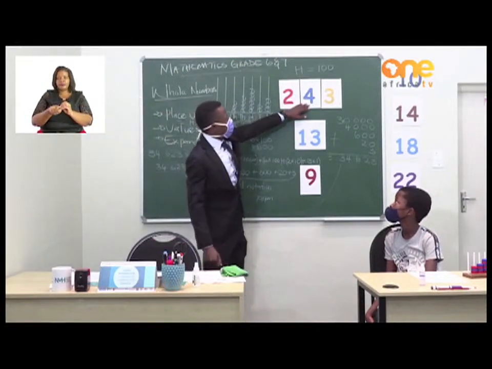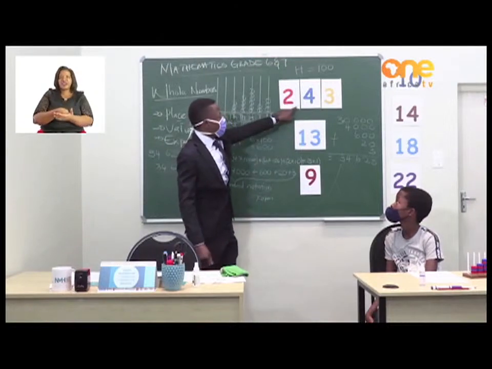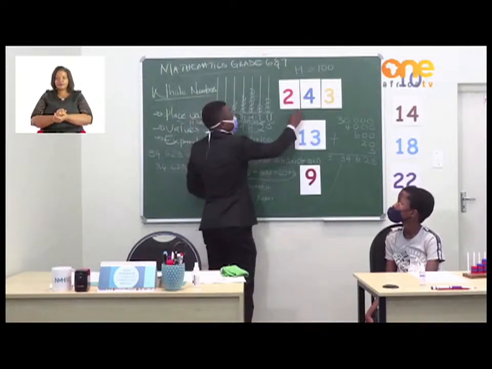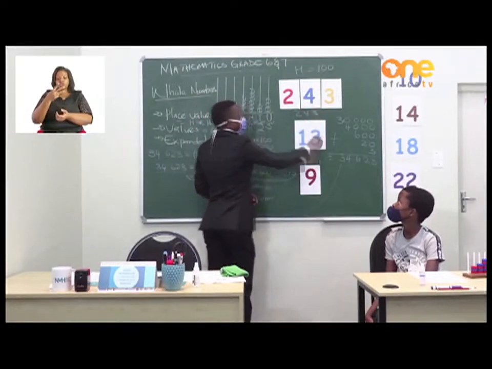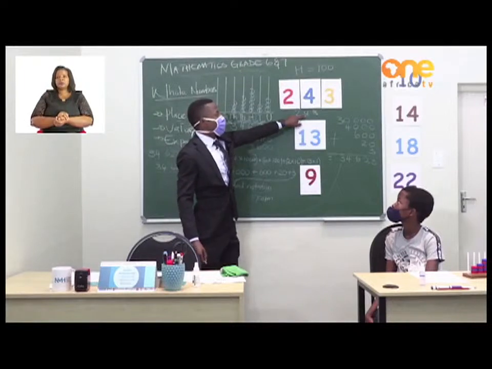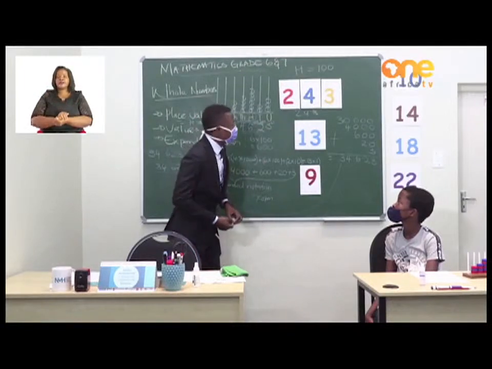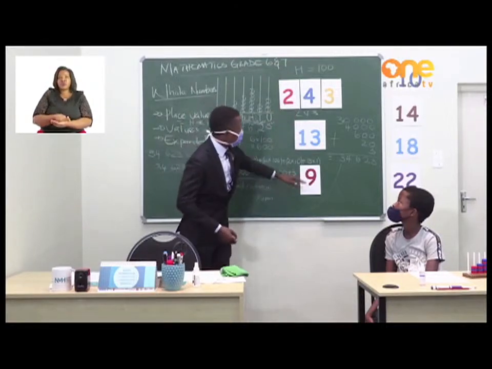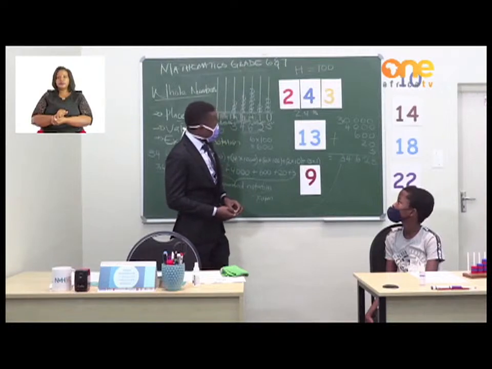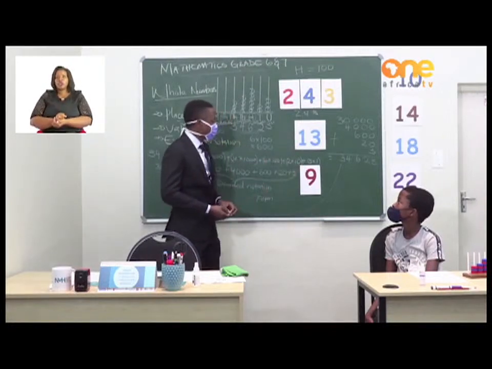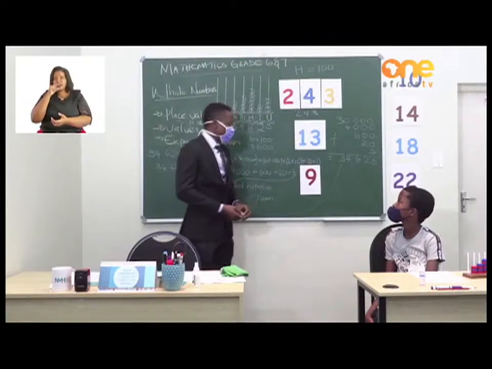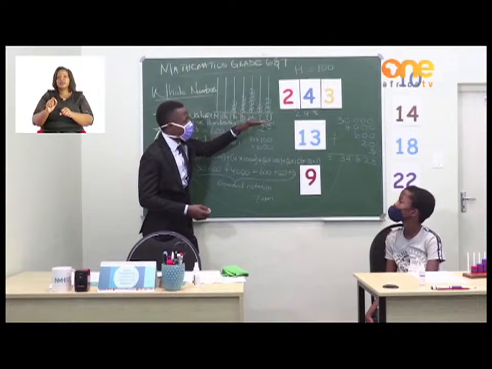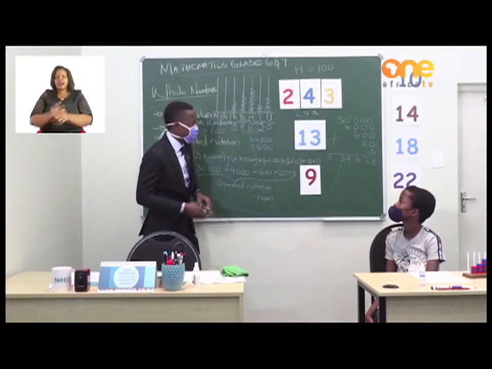You can also try this number here. First of all, we have 2, 4, 3. You need to know how to write this in words. I don't know what it is. You can try it in a minute. We have 1, 3 here. You can also try to write it in words. And we have 9. You need to know also how to write 9. That is just for you to know how to write the numbers in words.